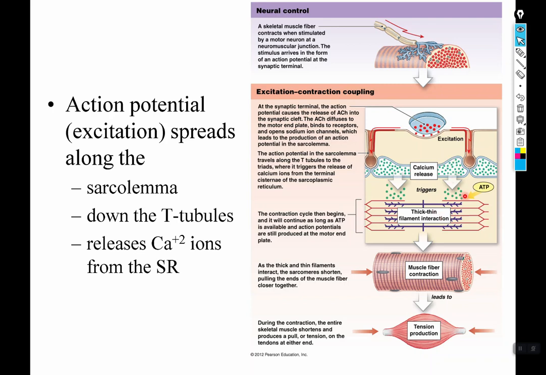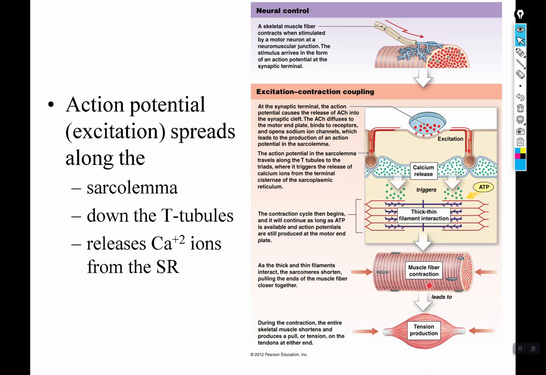The calcium can then bind to troponin, move the tropomyosin off of the actin's active sites, and assuming there's enough ATP around, the myosin heads can reach up and grab onto the actin active sites and pull back to increase the zone of overlap. So as the thick and thin filaments pull on each other, the sarcomeres shorten, and that leads to the muscle fiber contracting.